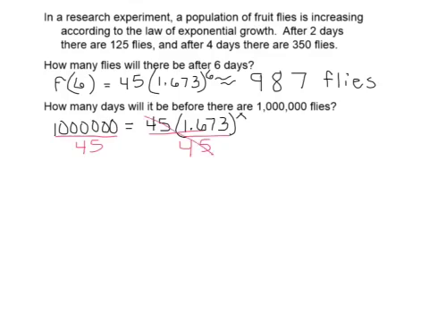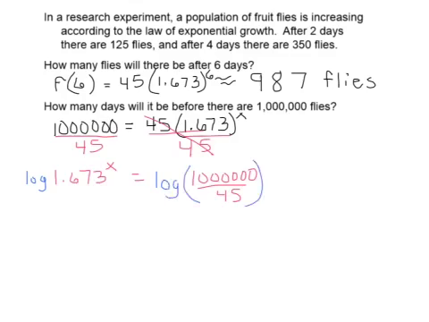Okay, so I will have 1.673 to the x equals 1,000,000 divided by 45. I have an exponential equation. I'm down to base and exponent, so I personally am going to take the log of both sides. That allows me to pull the x down in front.